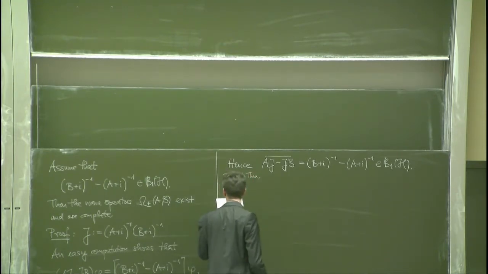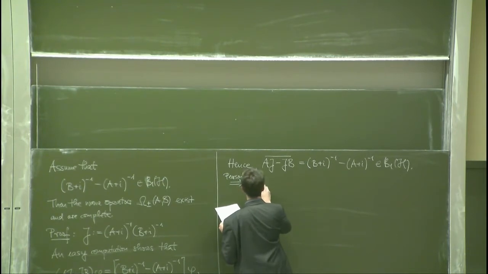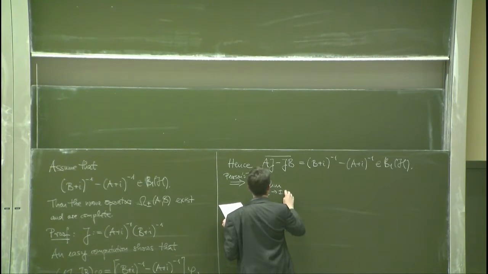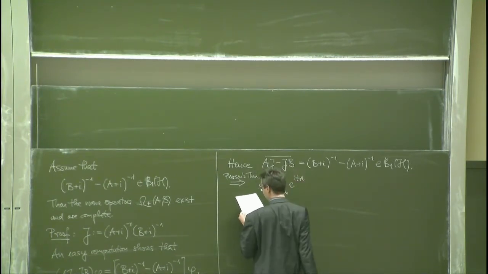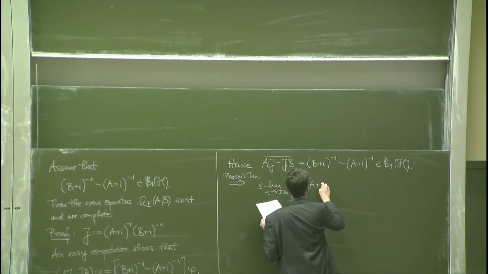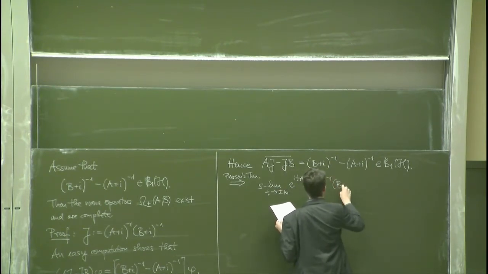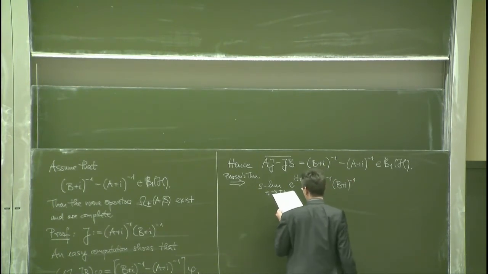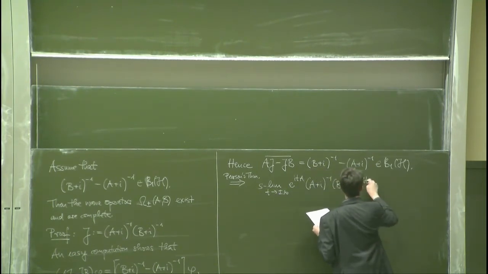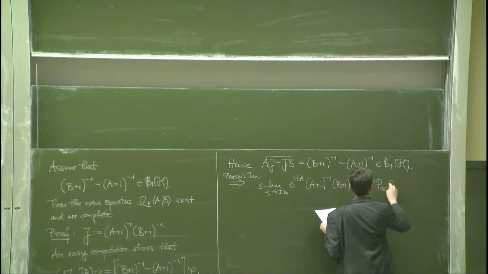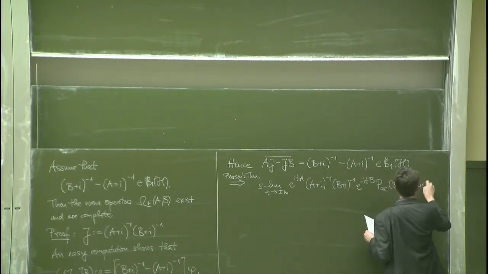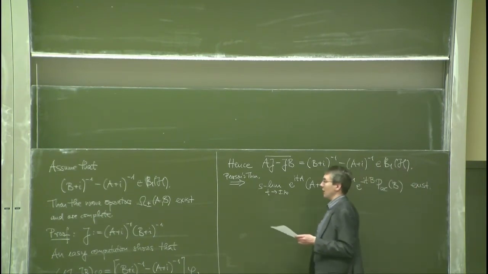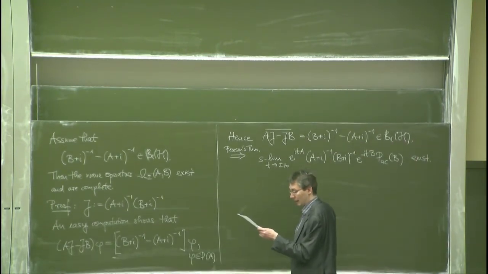Now we can use Pearson's theorem, and Pearson's theorem now says that the strong limits, t to plus or minus infinity, of exponential itA, and now here comes the J, and then exponential minus itB P_ac of B exist. Yeah, this is a direct consequence of Pearson's theorem.